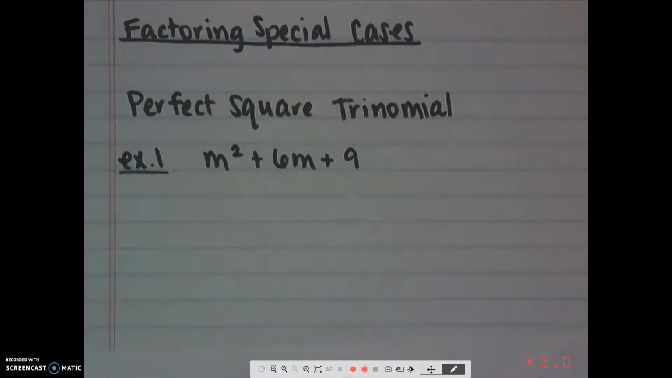Today we're going to talk about factoring special cases. There are two different special cases that we have, and the first is what we call a perfect square trinomial. So we'll talk about why it's called that here as we factor. So the first example is m squared plus 6m plus 9.